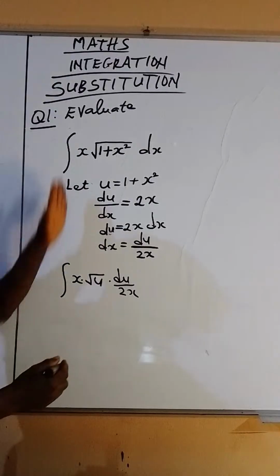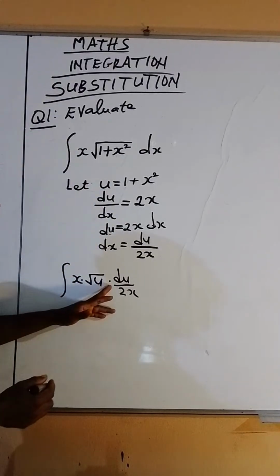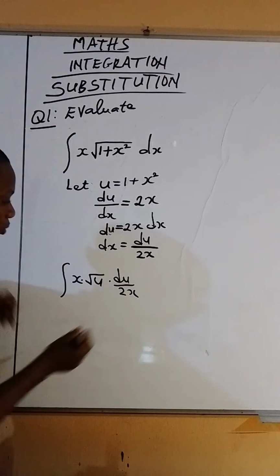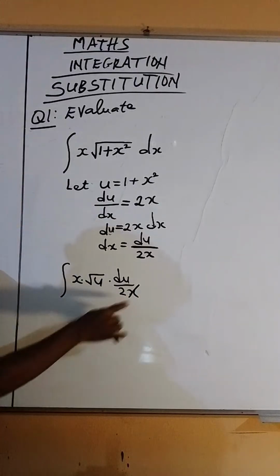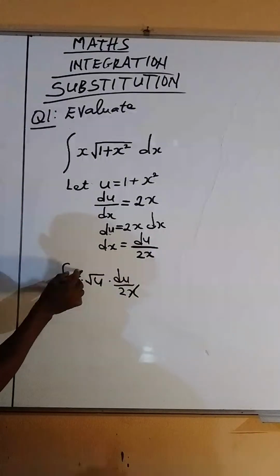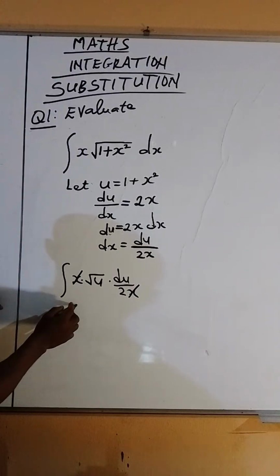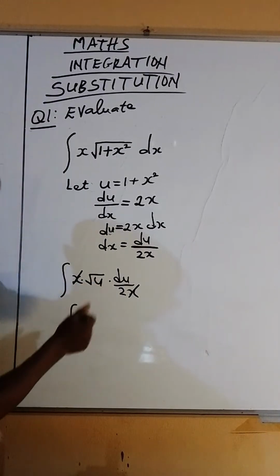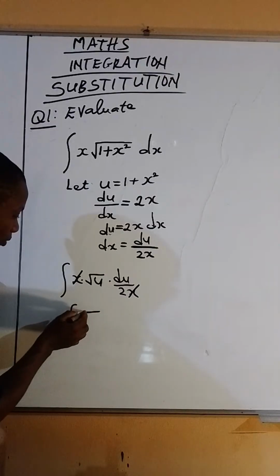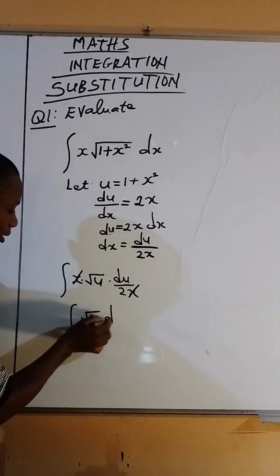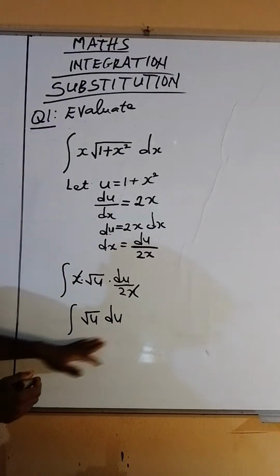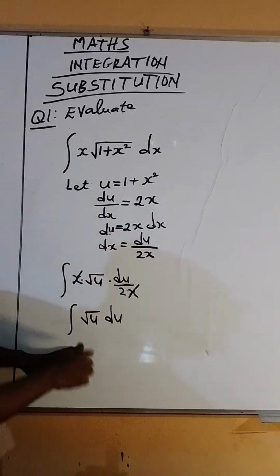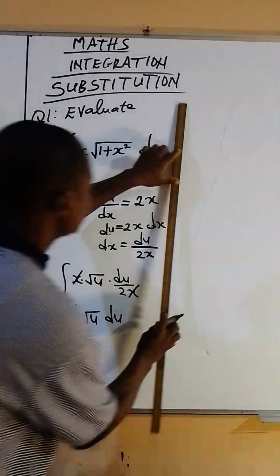In mathematics or in integration, the dot here represents a product. It represents multiplication. So the x here will cancel this x. We'll be left with nothing but u, which is inside the root, then du. This is what we are going to get. You will notice that x has disappeared from here. We don't have x again here. So it is now very simple.